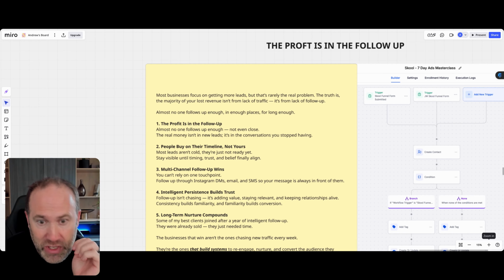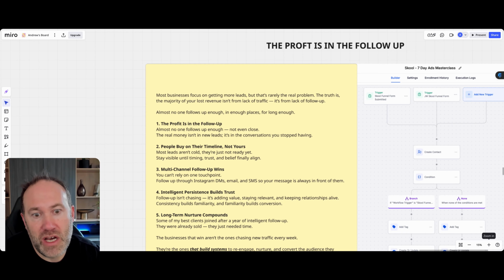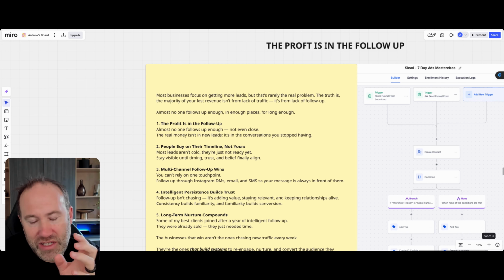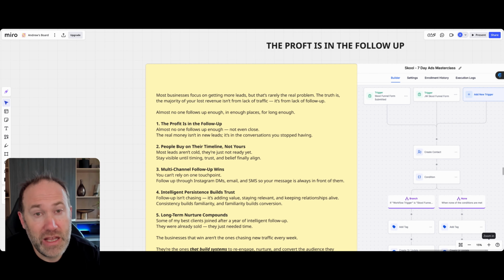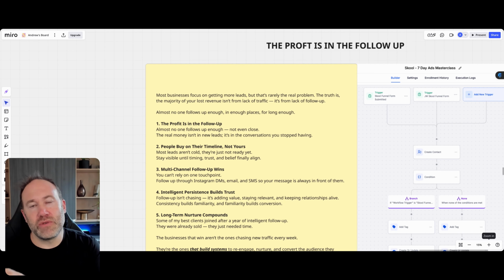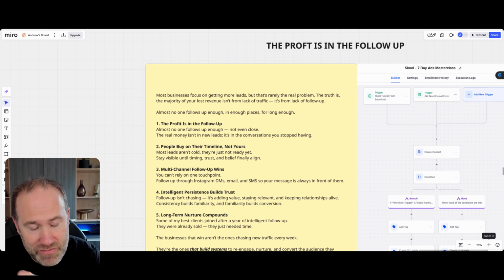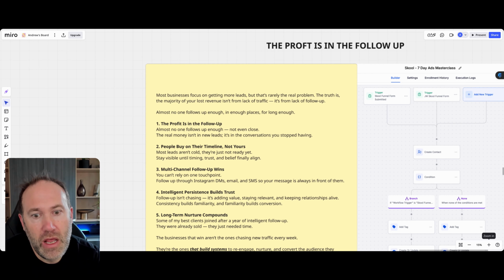Okay. So you want to stay visible until the timing, trust, and belief is there. Take away this idea of leads just simply being cold and more like they're not ready yet. And that's why we don't simply just want to have a funnel, but we want to have an ecosystem that people stay in for a long period of time. It's the really key point.